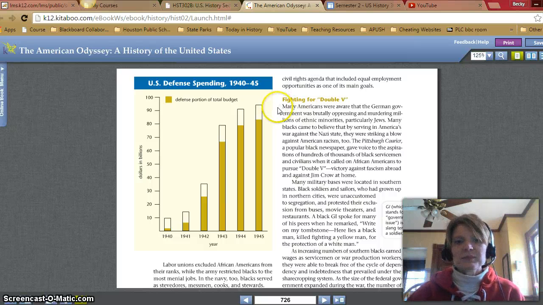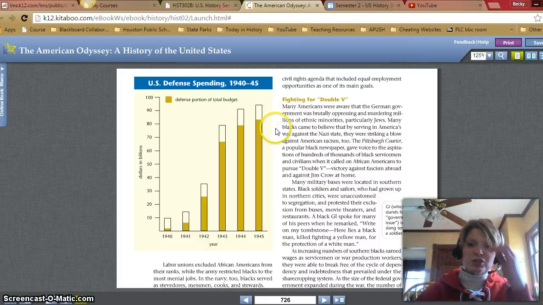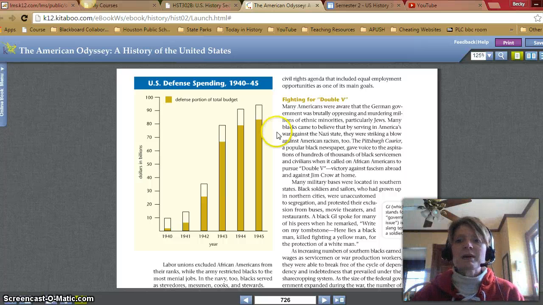Fighting for Double V. Many Americans were aware that the German government was brutally oppressing and murdering millions of ethnic minorities, particularly Jews. Many blacks came to believe that by serving in America's war against the Nazi state, they were striking a blow against American racism too. The Pittsburgh Courier, a popular black newspaper, gave voice to the aspirations of hundreds of thousands of black servicemen and civilians when it called on African Americans to pursue Double V, victory against fascism abroad and Jim Crow at home.